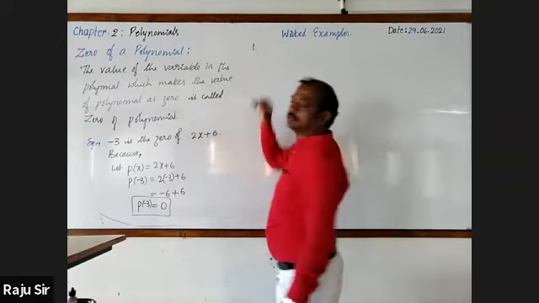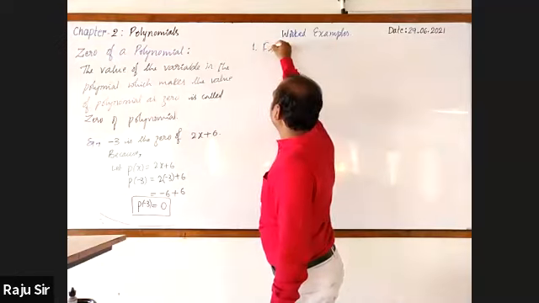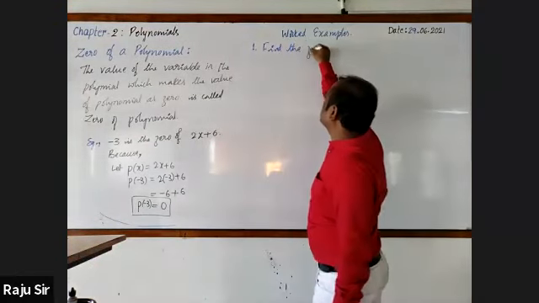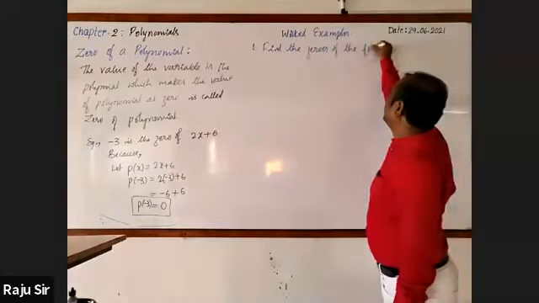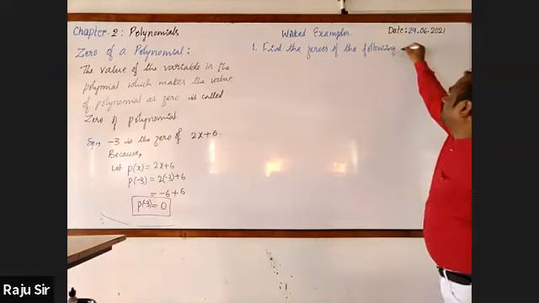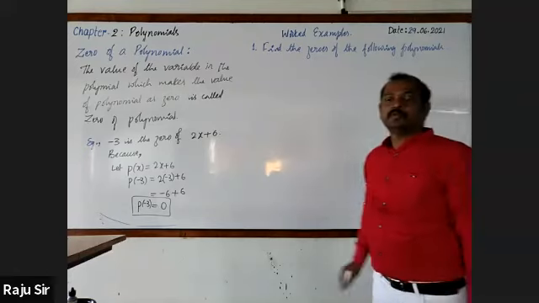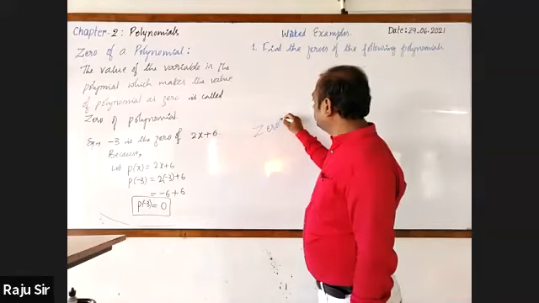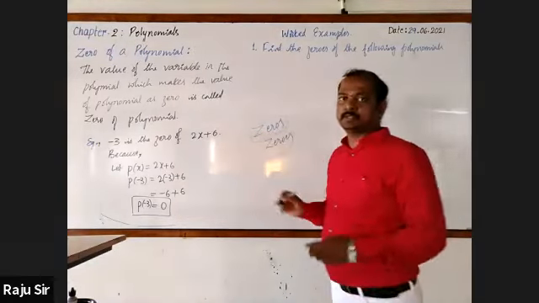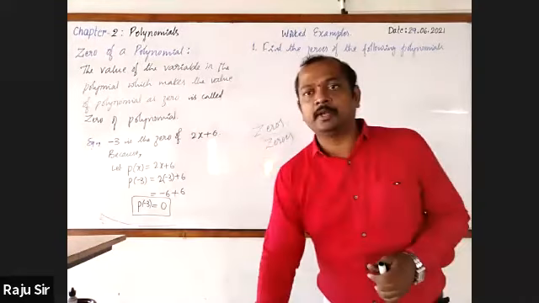First, find the zeros of the following polynomials. Find the zeros. You can write zeros or zero's, both will be accepted. Find the zeros of the following polynomials.